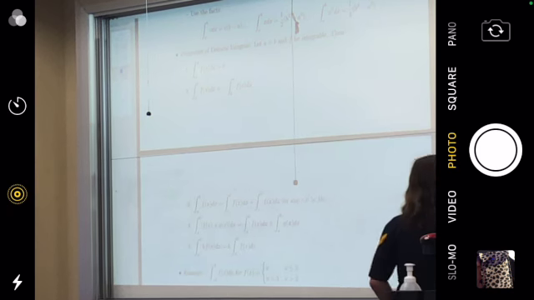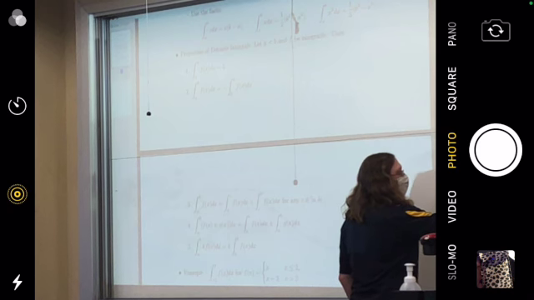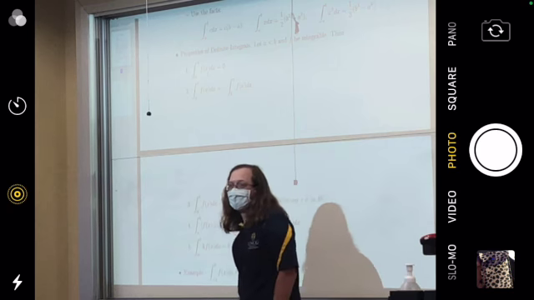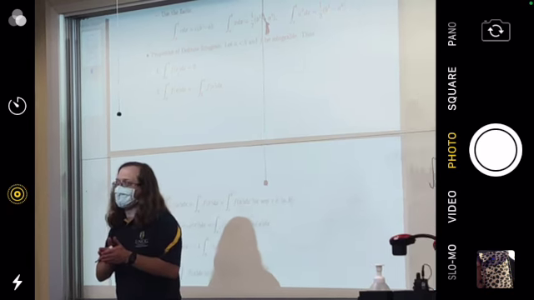Why is it 0? Let's think about what this represents. Here's some function f of x. Here's the number a. What's the area of this? The rectangle with 0 width. So area 0.